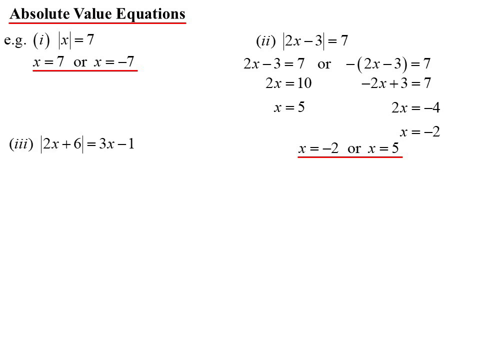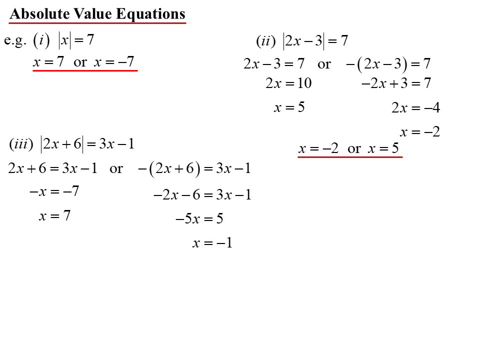Then we really need to be careful with ones like this. Okay, either 2x plus 6 is equal to that, or the negative of 2x plus 6 is equal to that. Solve the first one, I get x equals 7. Solve the right hand side one, I get x equals negative 1. And a lot of people will go, oh, well, there's my two solutions. But we have a problem.